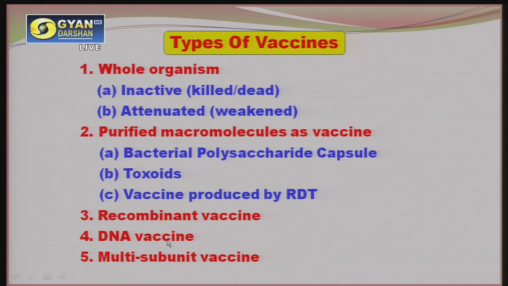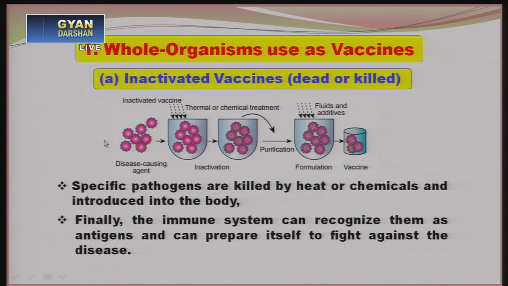And the third one is the DNA vaccines, or you can say the nucleic acid vaccines. And the fifth one is the multi subunit vaccines. It is another type of vaccine. I want to discuss them one by one. So this is a type of vaccine. The first type of vaccine is the whole organism used as a vaccine. First one is the inactivated vaccine, dead or killed.